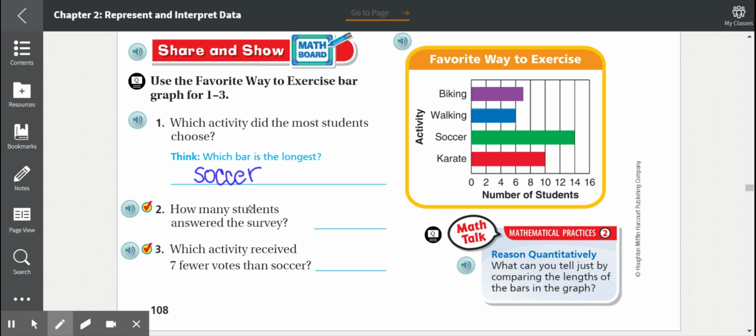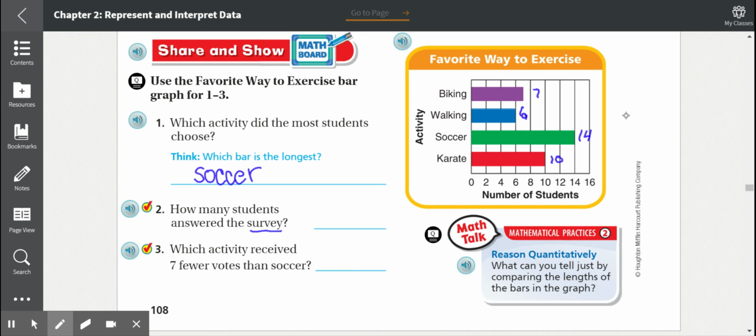Number 2, how many students answered the survey? So that means how many students were asked a question here. Do you like biking? Do you like walking? Do you like soccer or karate? So we need to add up all of the totals. So let's start with biking. Biking ends in the middle, between 6 and 8. So that total is 7. Walking ends right at a line, it's 6. Soccer ends all the way at 14. Karate ends at 10. So we are going to add up all of these to get the total for how many students answered the survey.